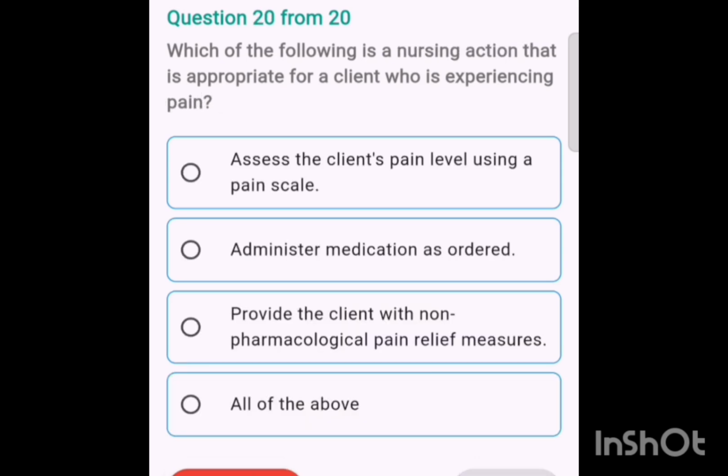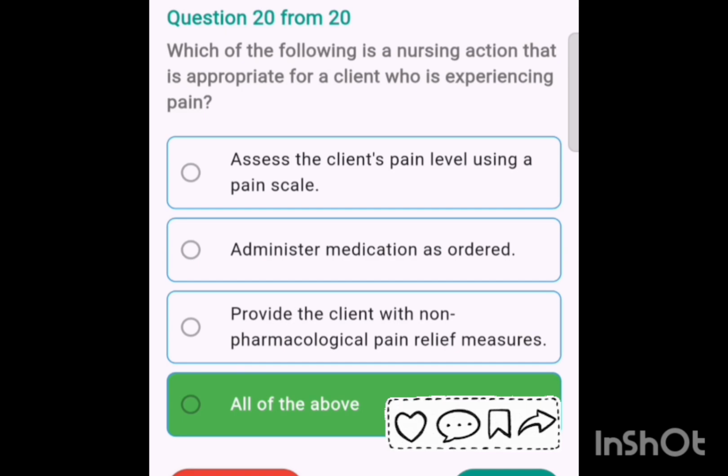Question number 20. Which of the following is the nursing action that is appropriate for the client who is experiencing pain? Options are: assess the client's pain level using a pain scale, administer medication as ordered, provide the client with non-pharmacological pain relief measures, and all of them. The correct option is all of them, because all the mentioned actions are appropriate nursing interventions for the clients experiencing pain.